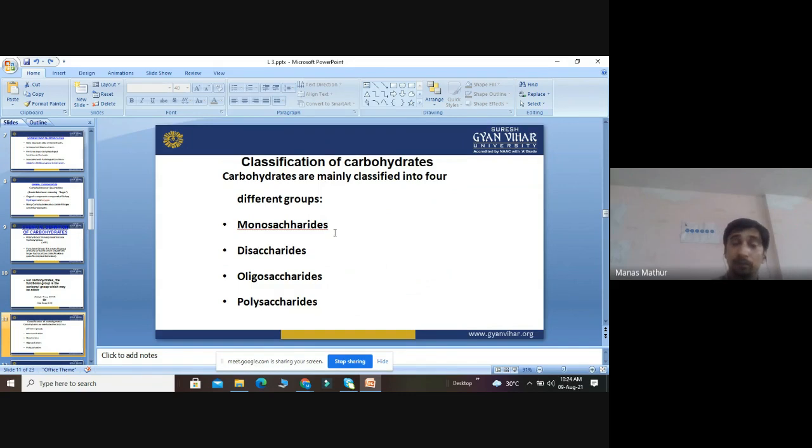Then comes the chemical structure of carbohydrates. It is very clear that they contain three elements: carbon, hydrogen, oxygen, and they have two types of functional groups, that is aldehyde, which has CHO, and ketones, that is CO.